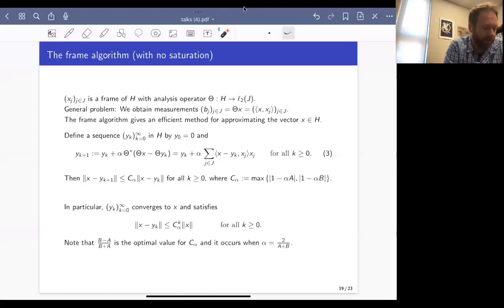Notice in particular, if you have a Parseval frame or a tight frame, the frame algorithm will give the exact value of x in one step. If it's not a tight frame, then it probably won't terminate, but it'll approximate it very quickly.